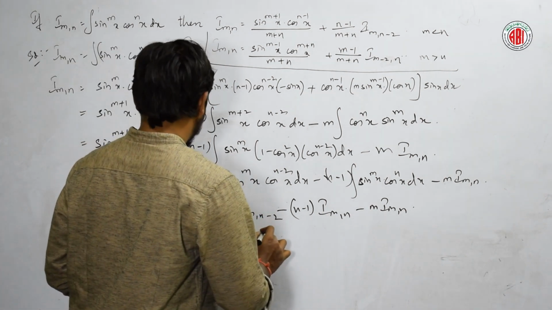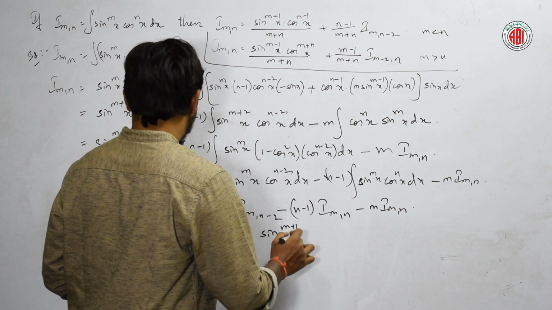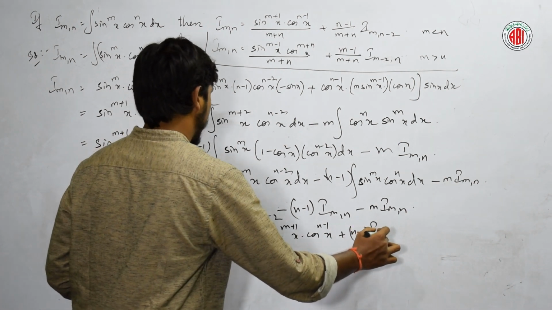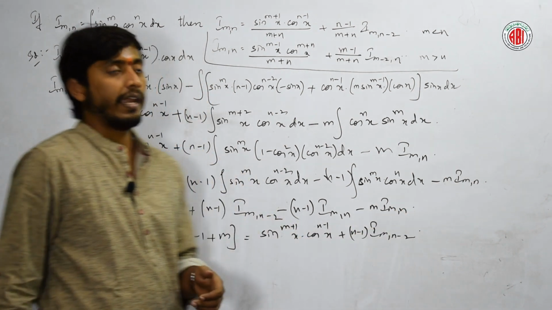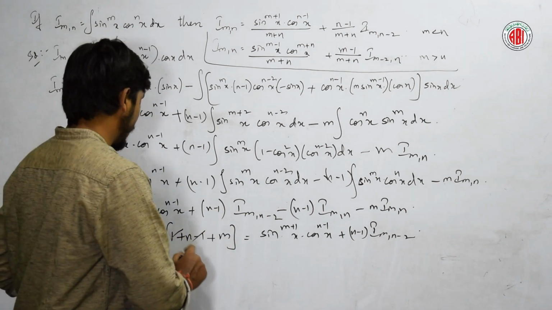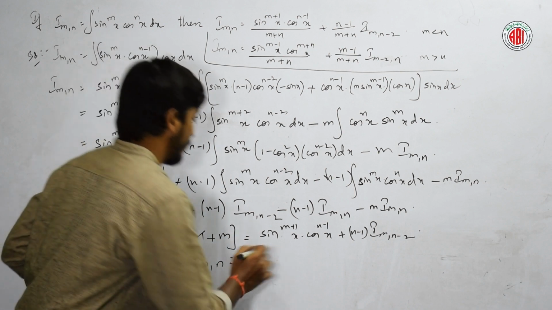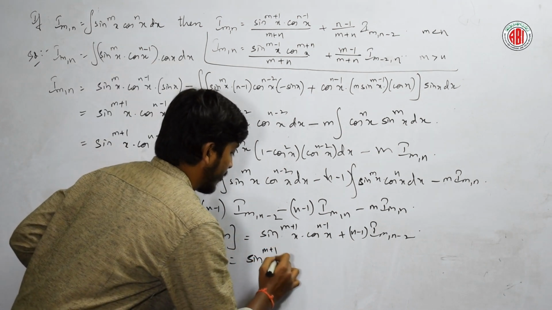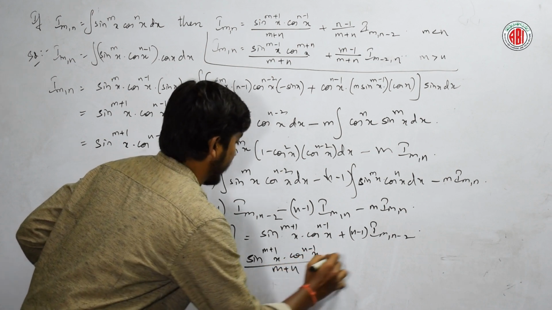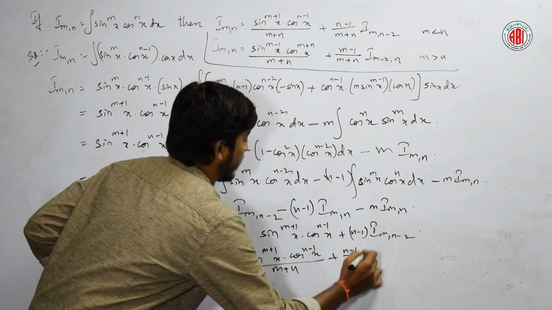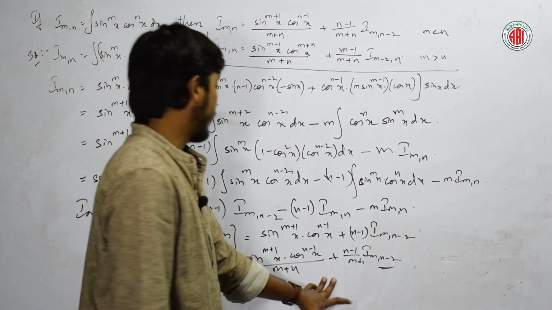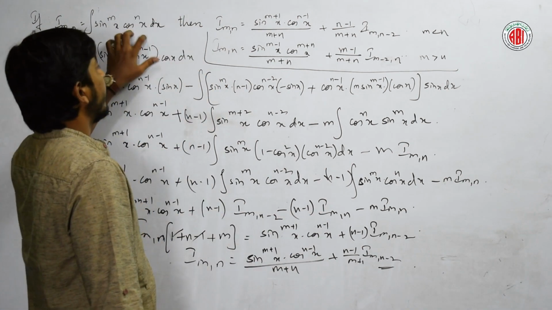So I will get sin power m plus 1 x cos power n minus 1 x plus n minus 1 I m comma n minus 2. Right. Now just see here, 1 will get cancelled, I will be left with m plus n. So I m comma n will be sin power m plus 1 x cos power n minus 1 x by m plus n, plus n minus 1 by m plus n I m comma n minus 2. Clear? This is how we will solve this given thing.